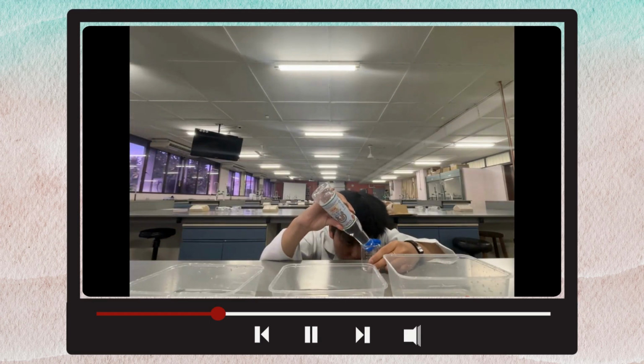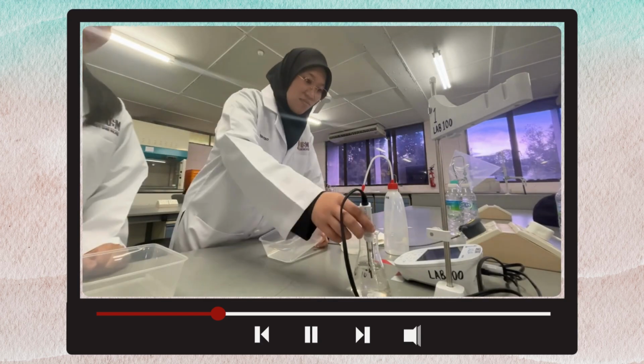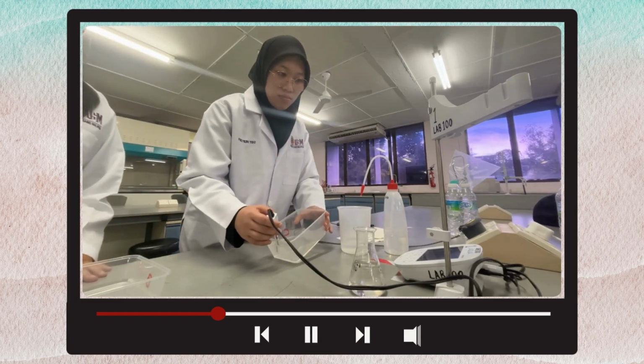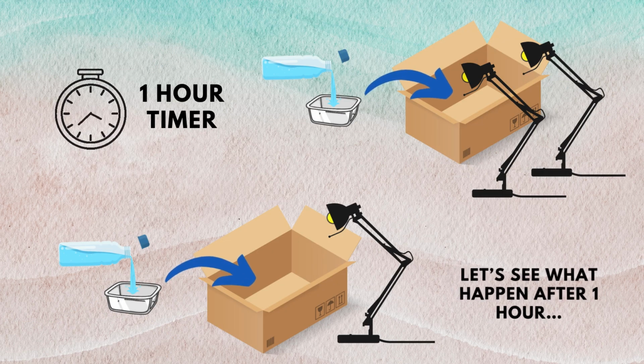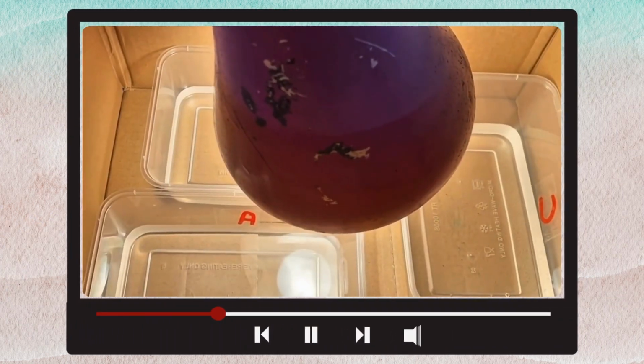Vinegar was added into the containers according to their assigned concentration levels. After that, we will measure the pH of each container that contained vinegar. All containers were left under their respective light setups for 1 hour. This is how the containers look under the lighting setup.